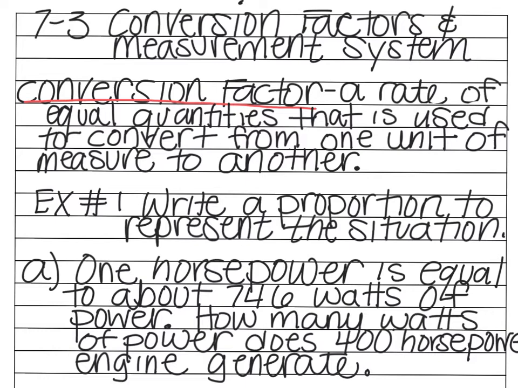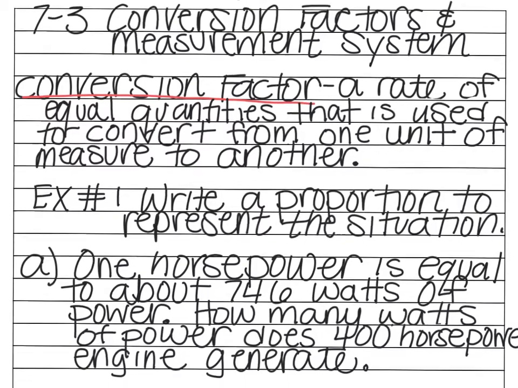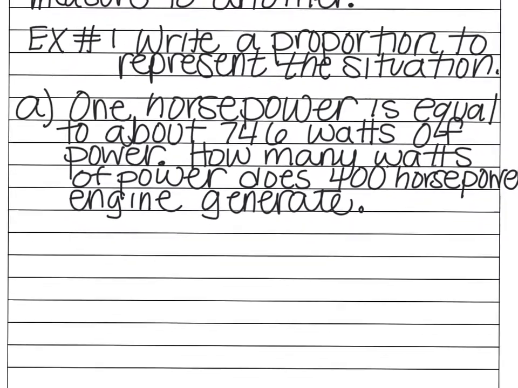That means you're going to have a proportion equal to another proportion, just like you saw in the last section. And you are going to use those proportions to convert to a different unit of measure. So for example, if you were in inches and you wanted to convert it into centimeters, or if you were in miles and you want to convert into feet, you can use proportions in order to make those conversions. So let's do an example together so you can kind of see how this works.